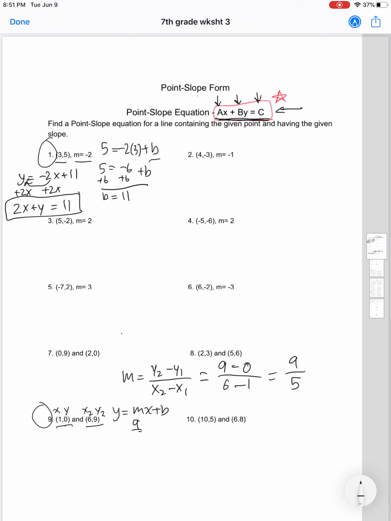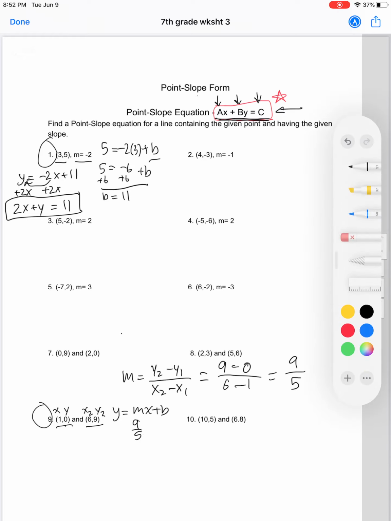M is 9 over 5, and we don't know what b is. So what we can do is we can substitute x and y. X is 1 and y is 0. You can use either point, but the only reason I'm using the first point is because there's a 0, and with zeros it's just a lot faster. So now you have 9/5 plus b is equal to 0. Subtract 9/5 on both sides so that you can find out what the value of b is, which is -9/5.